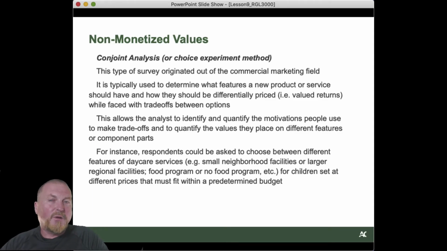This type of survey originated out of marketing primarily. It is typically used to determine what features a new product or service should have, but that service can be responsive to a regulation, for example. And they're asked to differentially price while faced with trade-offs between options, all right?